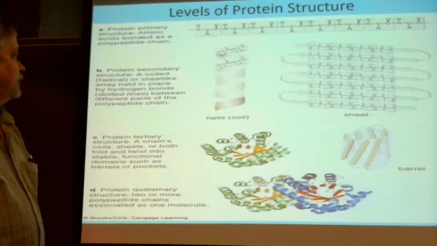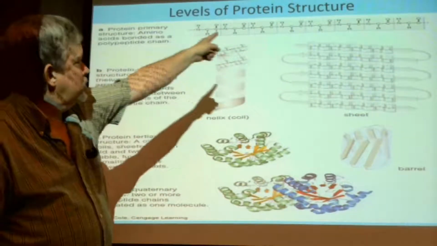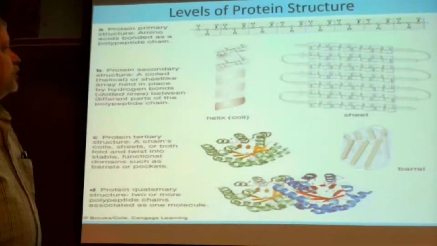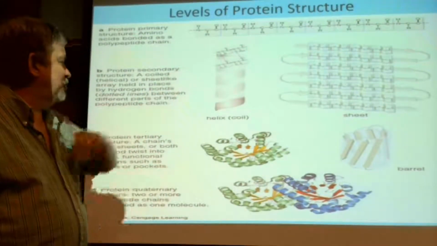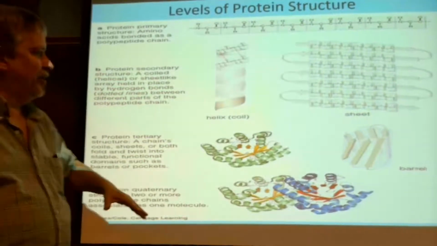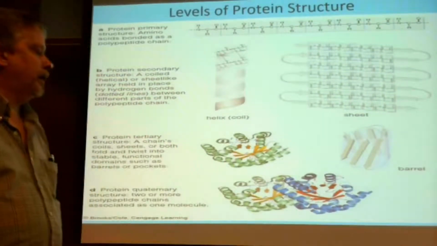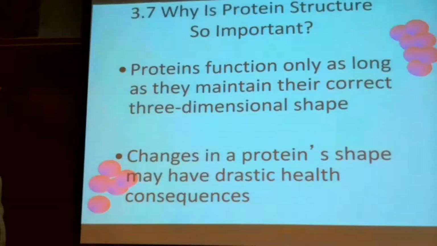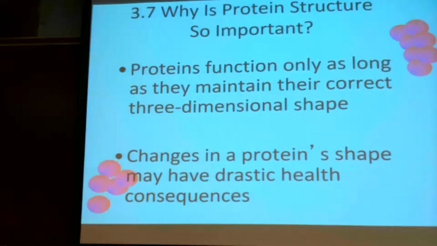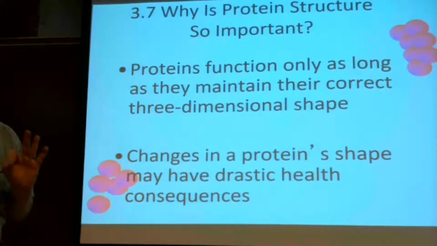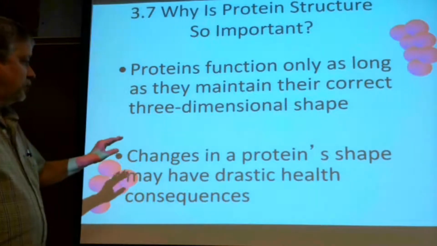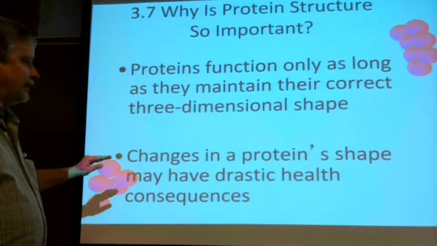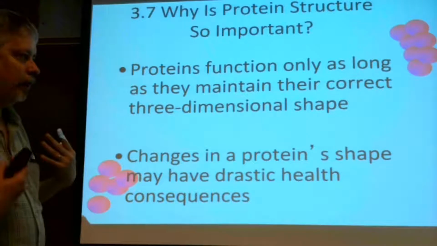This again is another review. There is our primary structure, just the order of amino acids. The secondary structure, coiled or folded. And then the tertiary, where even that is folded to make the active site. So why is protein structure so important? They will function only as long as they maintain the correct shape. Changes in the protein shape has drastic consequences to our health.